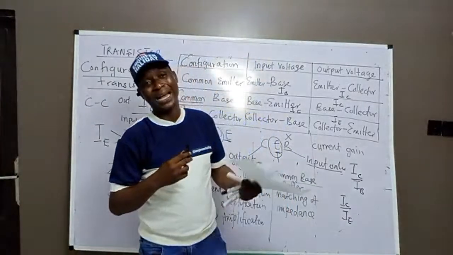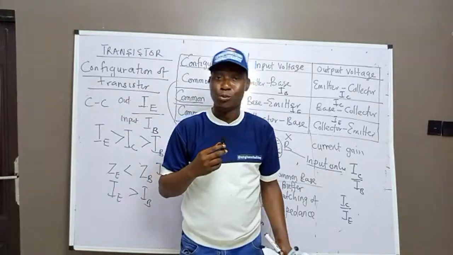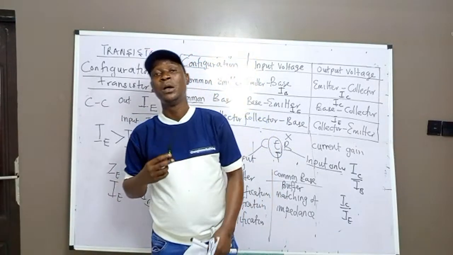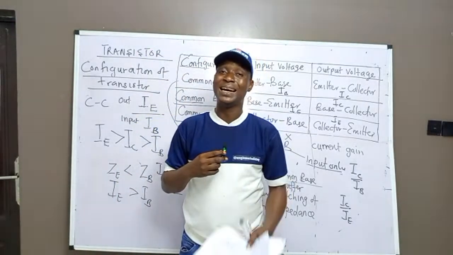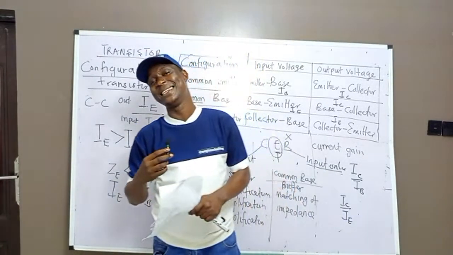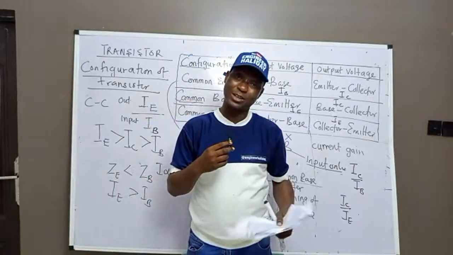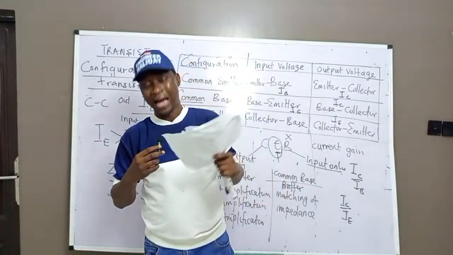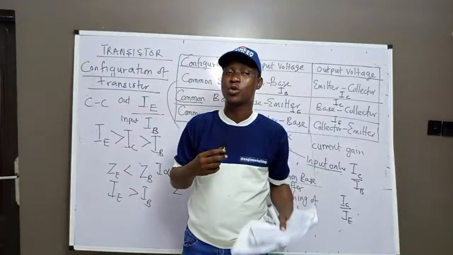You can bias them in four ways. The active mode, which is responsible for amplification. We have the cutoff mode, in which the collector current is zero, and as such you need the base current to be zero.